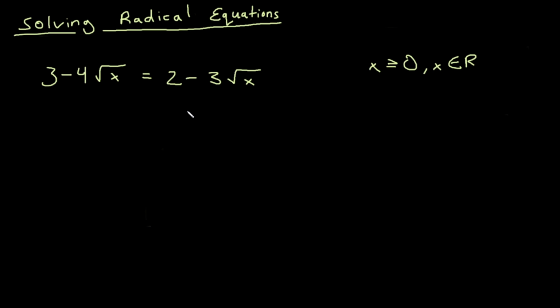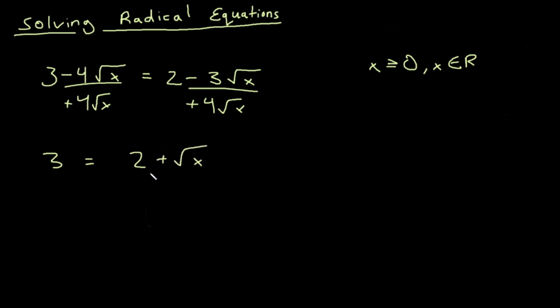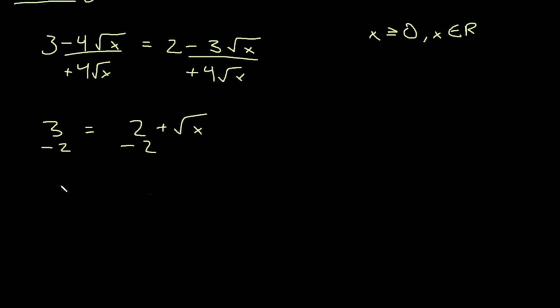And from here, we can just simply solve it to isolate the radical. As you can see here, we have a negative 4 root x and a negative 3 root x. So if we want to bring one of them over, I'll bring the 4 over just to make it easier. So we'll plus 4 root x on both sides, so that we have 3 equals 2. Now 4 plus negative 3 is just 1, so it'd be 2 plus root x. Now let's subtract 2 from this side. So we have 1 is equal to root x. Square both sides. We'll have x is equal to 1.